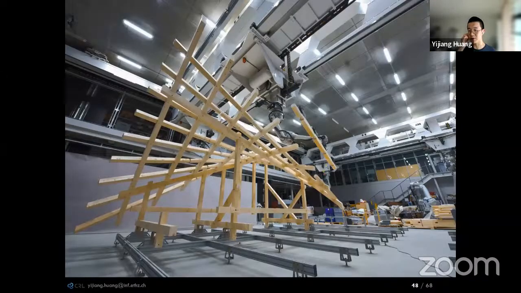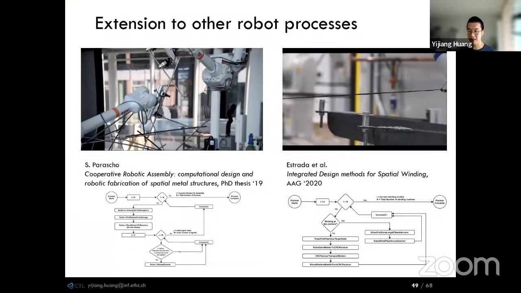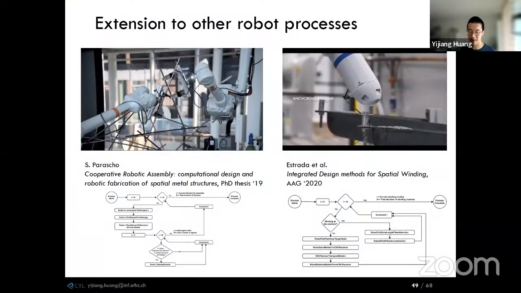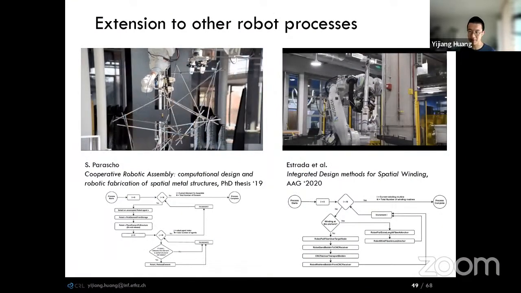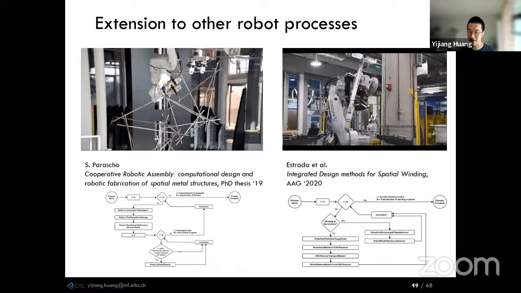And a big advantage of this workflow is, again, this flexibility in adapting to new design geometry. Here I show another design planned and executed using our approach. So in the paper, we also show examples of using this approach to model other previously proposed robot processes, including a multi-robot assembly and a robotic winding process.